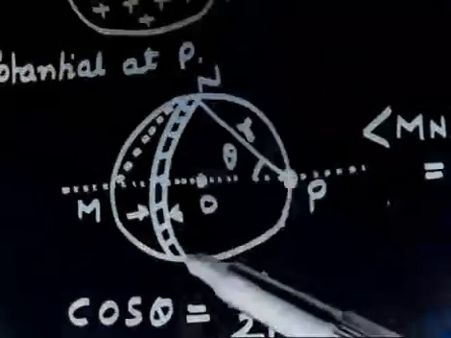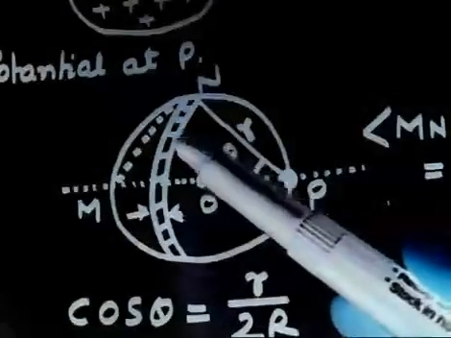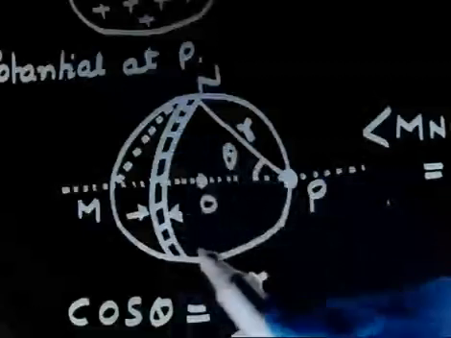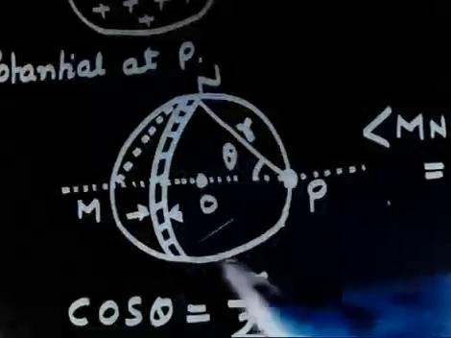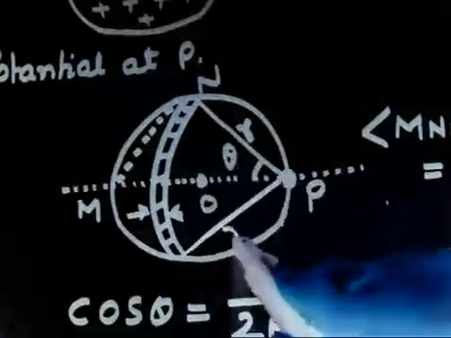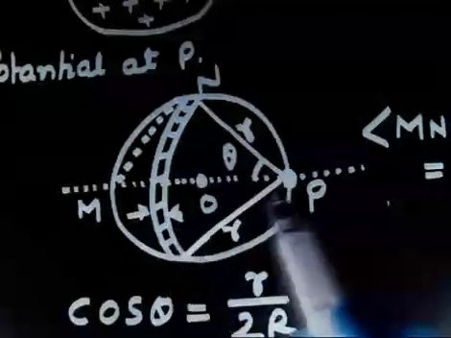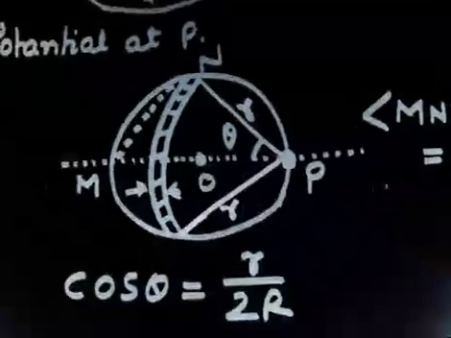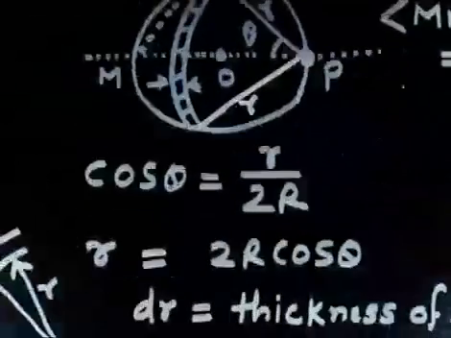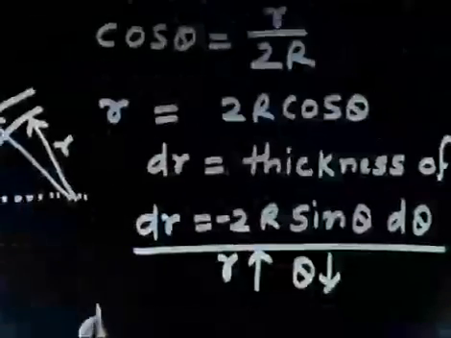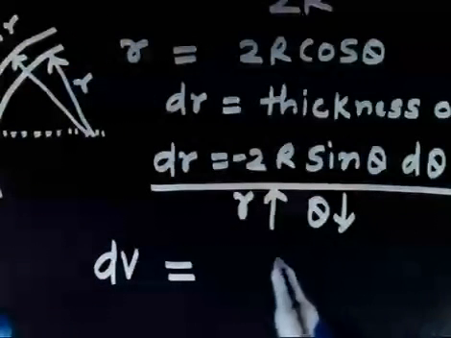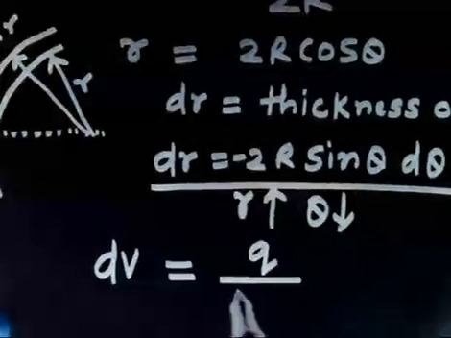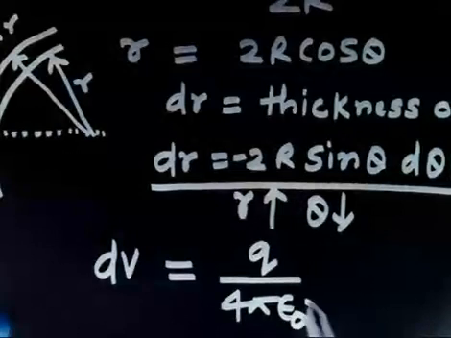Now let us find the potential due to this ring. So this is a smaller strip. All the points of this strip are at a distance r. So this point, this point, this point, all are at a distance of r. So I can write the potential due to this strip, let us call this dV. Potential due to this strip is total charge by 4 pi epsilon naught r.